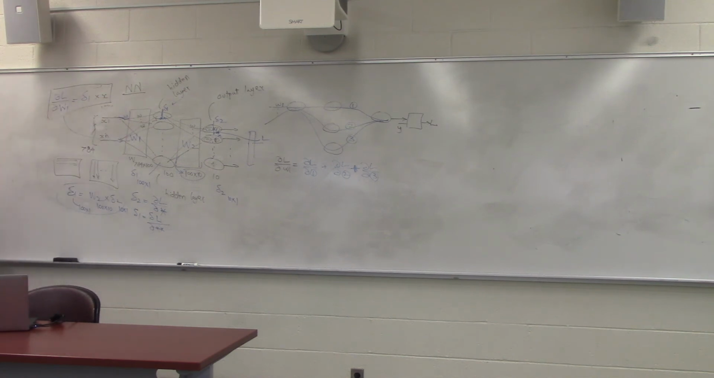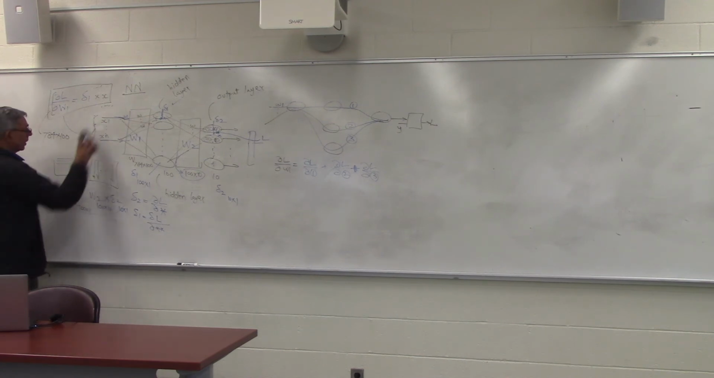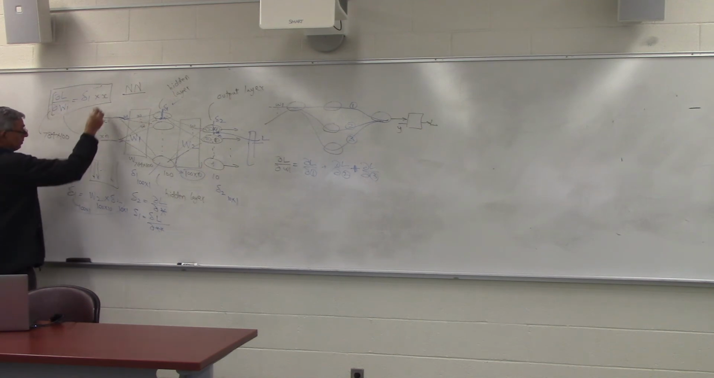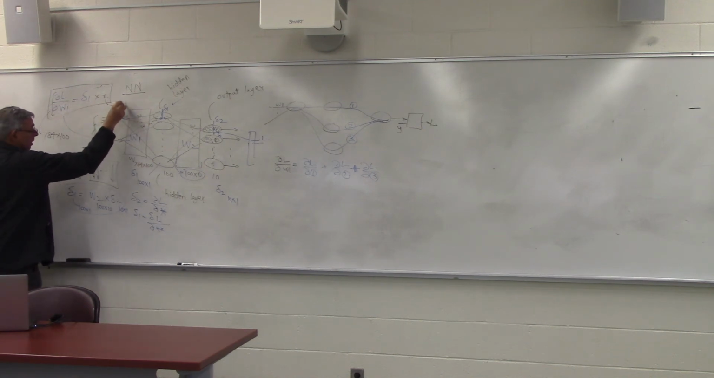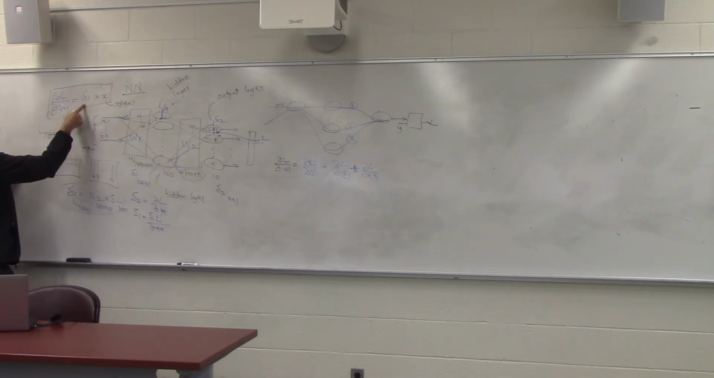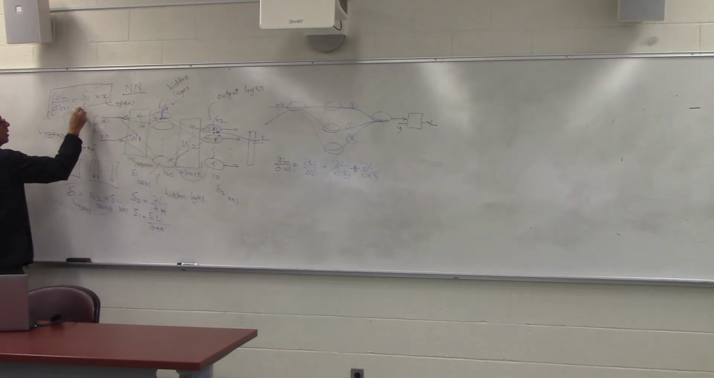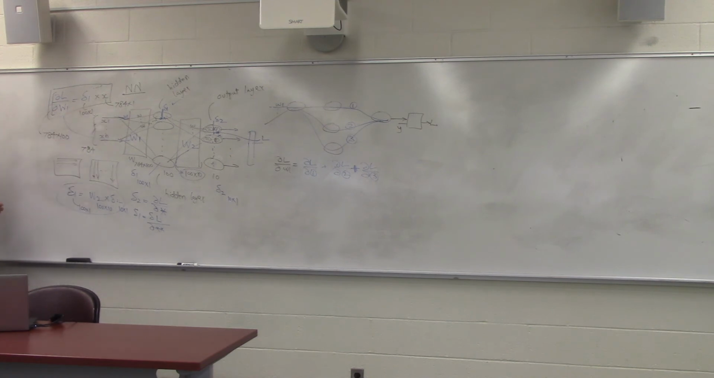Okay, let's check the dimensions. When we do partial L over partial W1, what size do we expect? Same size as the W1, right? Which is, in our example, 784 by 100. Everybody agrees? Okay, now take a look over here. What's the size of x? 784 by 1. What's the size of delta 1? 100 by 1. Can we multiply these two matrices?